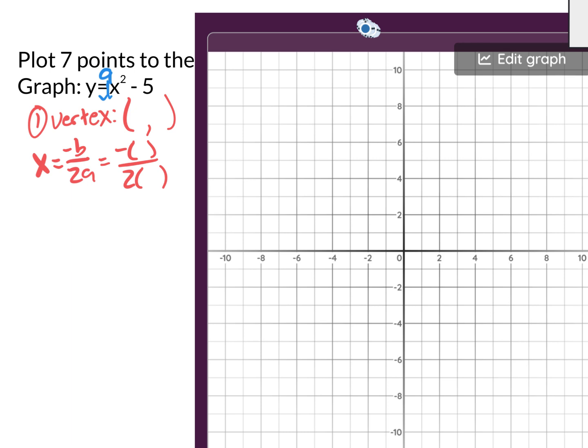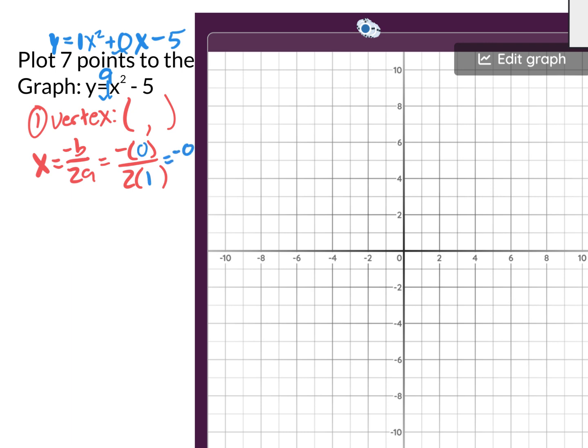However, the b value is always in front of x. So the b value is not -5. This is the c value, okay? Keep in mind, if you wanted to, you could rewrite the equation y equals 1x squared. Now, since there is no x, you could put plus 0x, and then you could put the -5, the c value. That way you could clearly see that your b value is 0. So 0 goes right here, a value is 1.